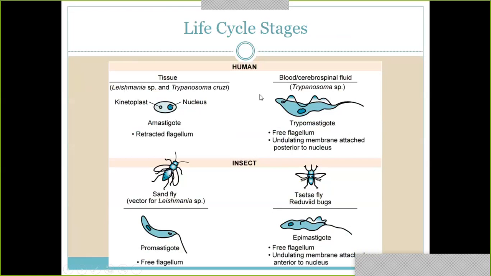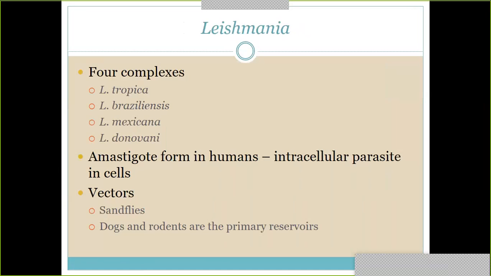So this is just showing you a little bit of the stages, what an amastigote stage looks like compared to a trypomastigote. And then you're going to notice the vectors that pass them. For Leishmania, it's going to be the sandfly. And for Trypanosoma, there's actually two different ones. It depends on which Trypanosoma that we get. So we're going to go through all of that, so don't worry about this because we're going to get into all of it. We're going to start with Leishmania.